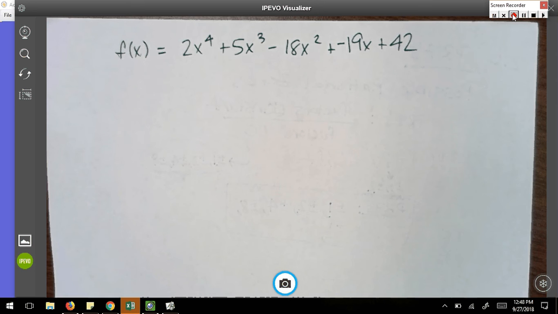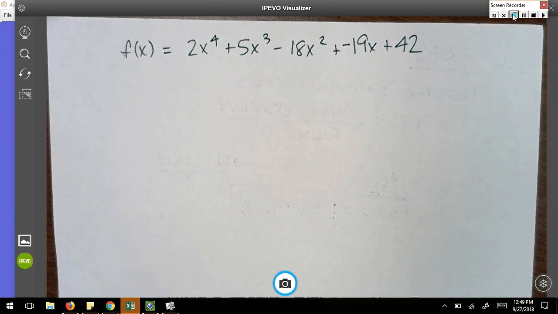Four. See that exponent of 4 there? That tells me I should get 4 zeros. I definitely don't know how to factor anything like that to the 4th power. So let's list our PRZs out.